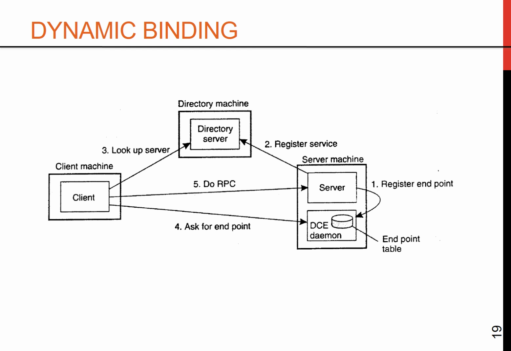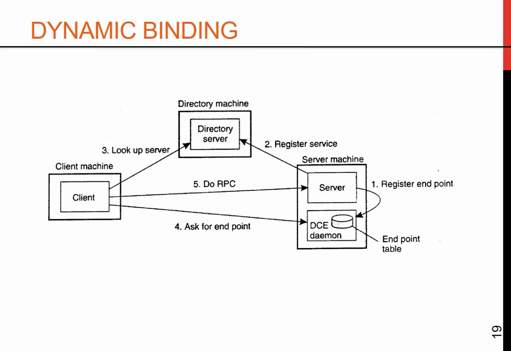Then the next step is what we call service registration. The server then registers its service with a directory server on a separate directory machine. This step makes the service discoverable for clients. Then the next step is server lookup. When a client on the client machine wants to access a service, it first contacts the directory server to look up the location of the server offering the desired service.